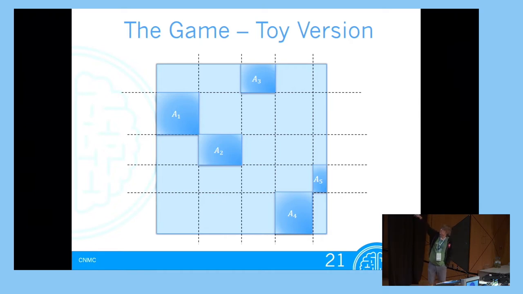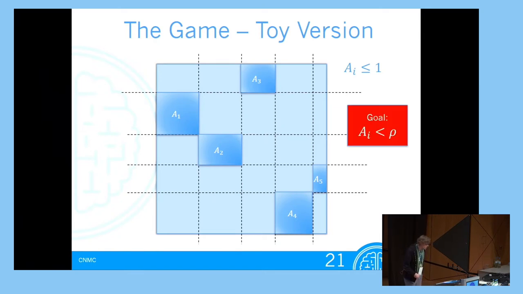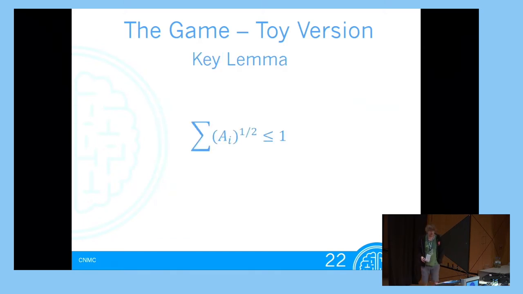Let us denote the fields as A1 to A5. Think of the Ai as less than one. So this is the fraction of this size to the size of everything. A3 is the fraction of this size to the size of everything, and so on. And again, the goal is to get every Ai less than rho. And the key lemma is this.